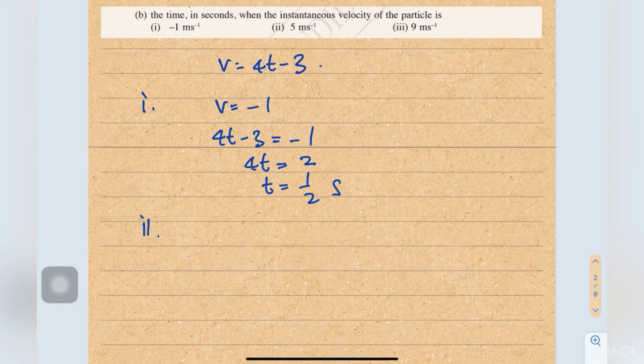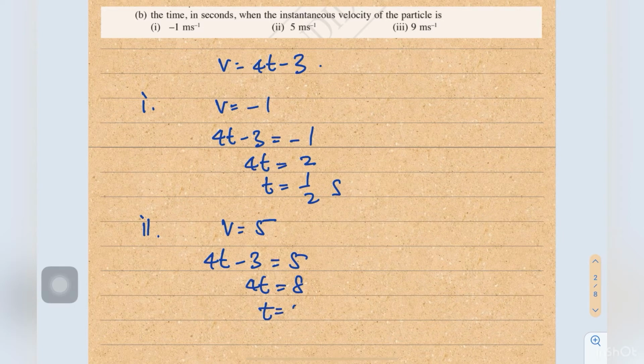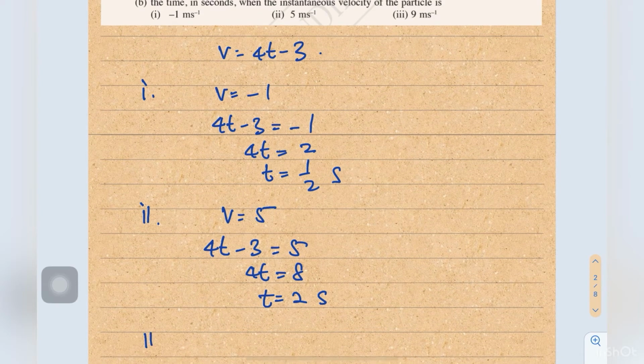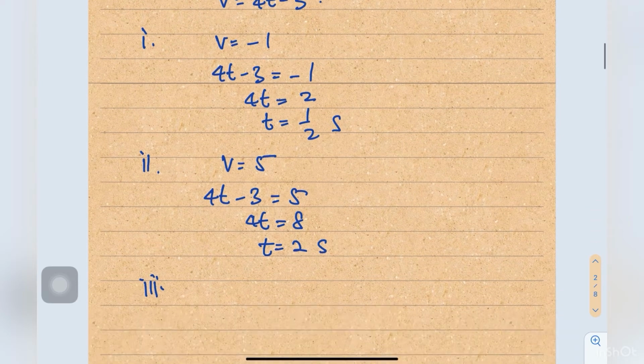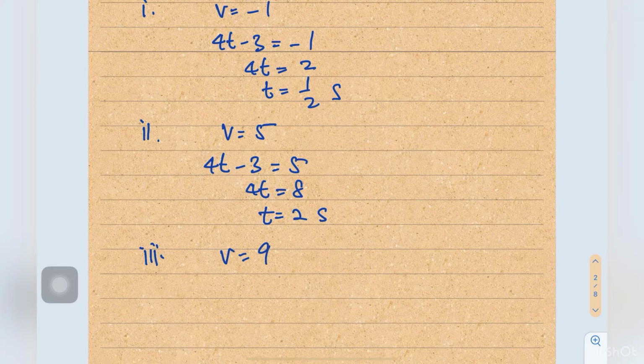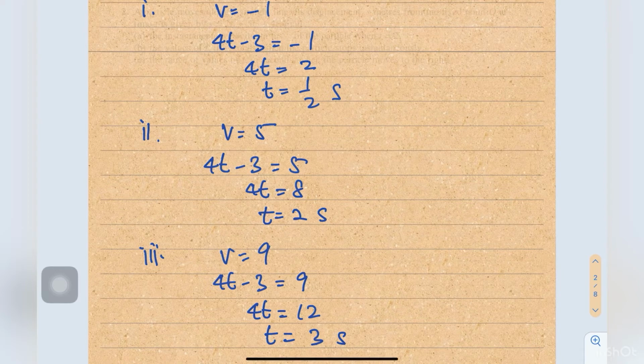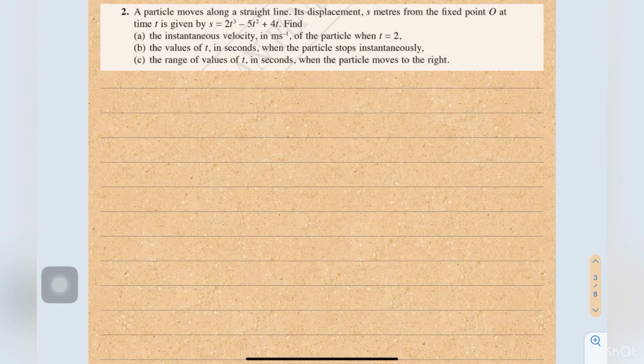Next, when V equals 5, 4t minus 3 equals 5, 4t equals 8, then t equals 2 seconds. And the last one, when V equals 9, 4t minus 3 equals 9, 4t equals 12, then t equals 3 seconds.